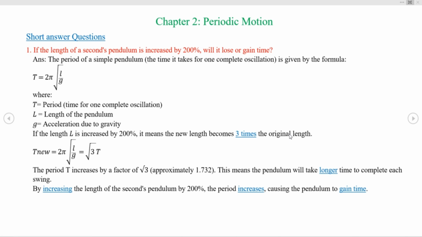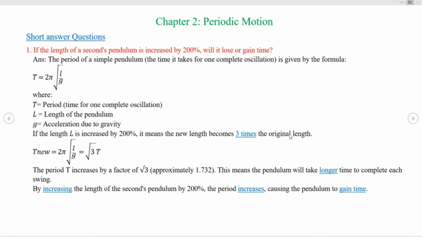And the first question we have is, if the length of a second pendulum is increased by 200%, will it lose or gain time? So our answer should be like, as we know that the period of the simple pendulum is given by the formula T equals 2 pi root over L by G, where T is period, L is length of pendulum, and G is acceleration due to gravity, right?